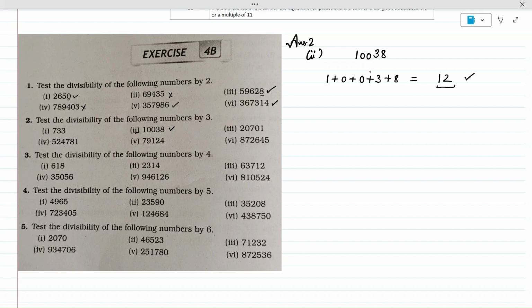Easy. What we have done, we have added up all the digits, and the total sum which we have got here is a multiple of 3. So I'm writing here, 12 is a multiple of 3.